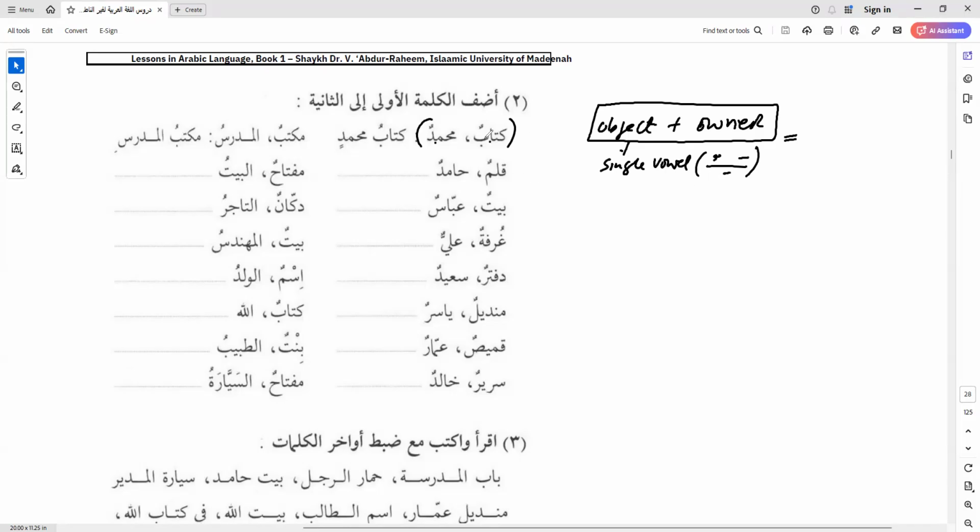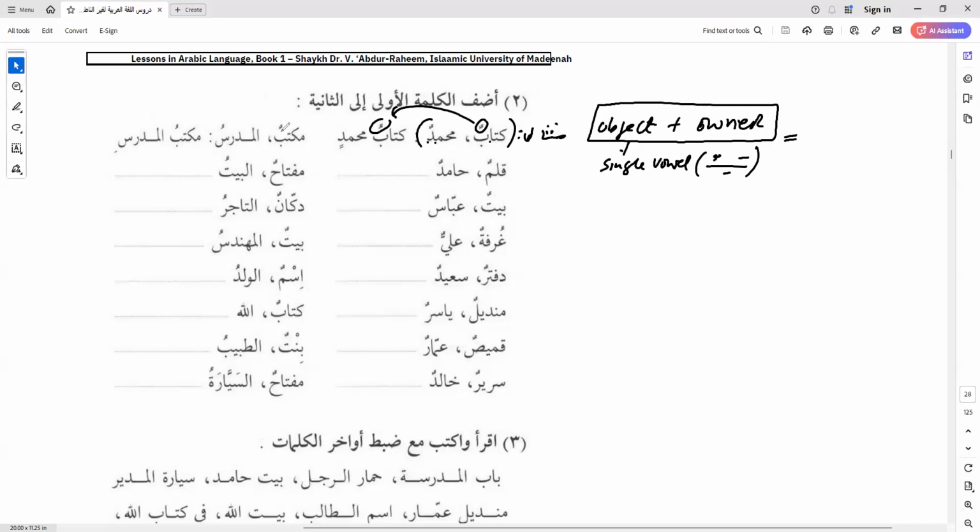All right. So here you have kitabun Muhammadun. So you are putting them together to say Muhammad's book. And this is an example. This is mithal, right? It's an example. Look at that. So instead of kitabun, you have to drop one dhamma. Kitabu Muhammadin.